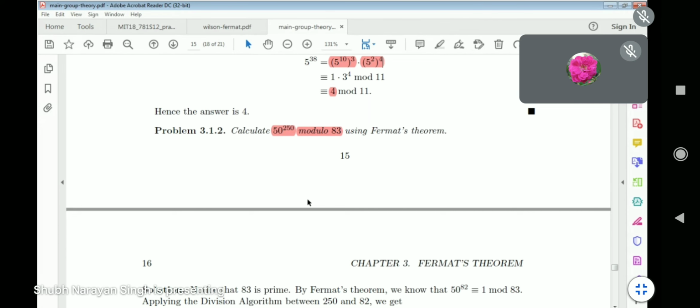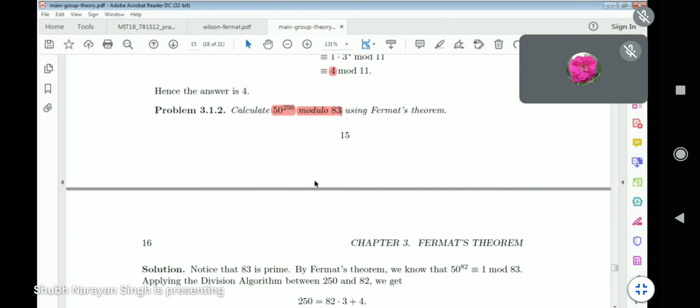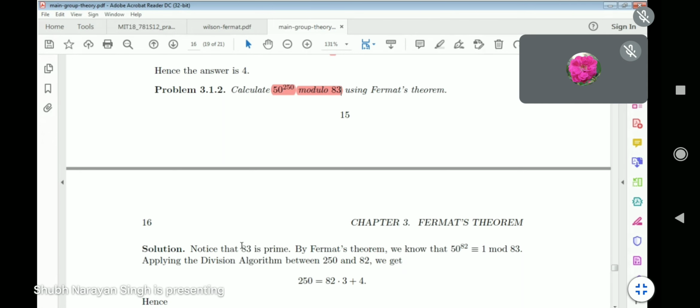So see the solution. First you point out that the number 83 is a prime number. Then you choose a equal to 50 and p equal to 83. Then using Fermat's theorem, we'll get this term.